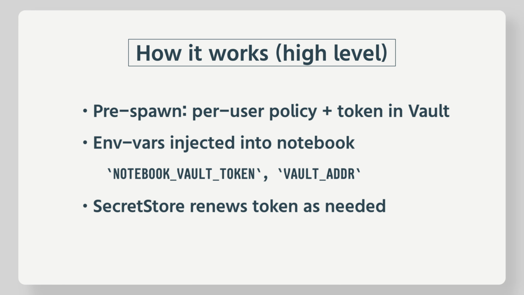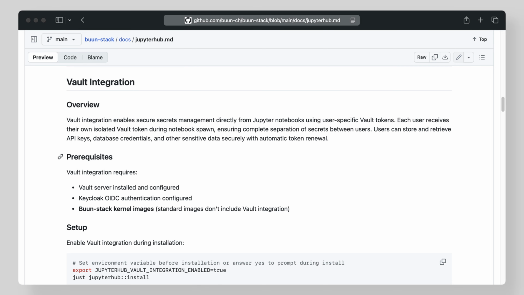When JupyterHub spawns your server, it creates a user policy and token, then injects them as NOTEBOOK_VAULT_TOKEN and VAULT_ADDR. SecretStore uses that token for Vault calls and renews it when the TTL is low. Details and examples are in docs/jupyterhub.md.